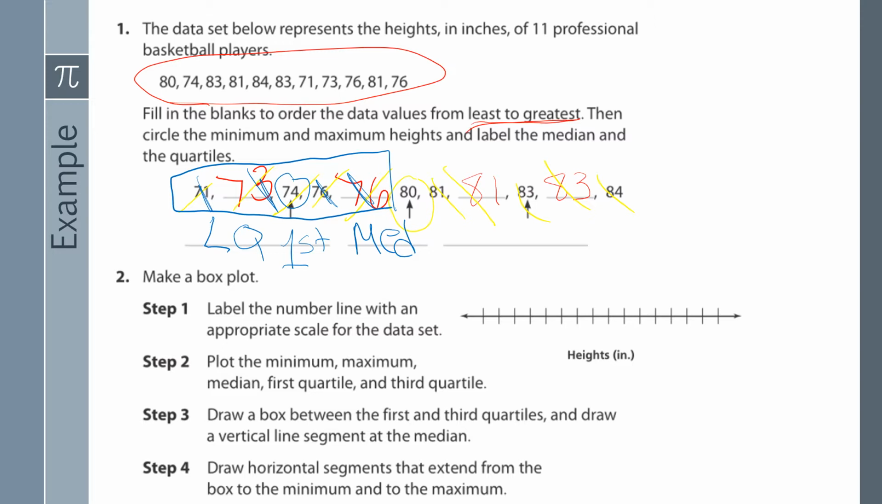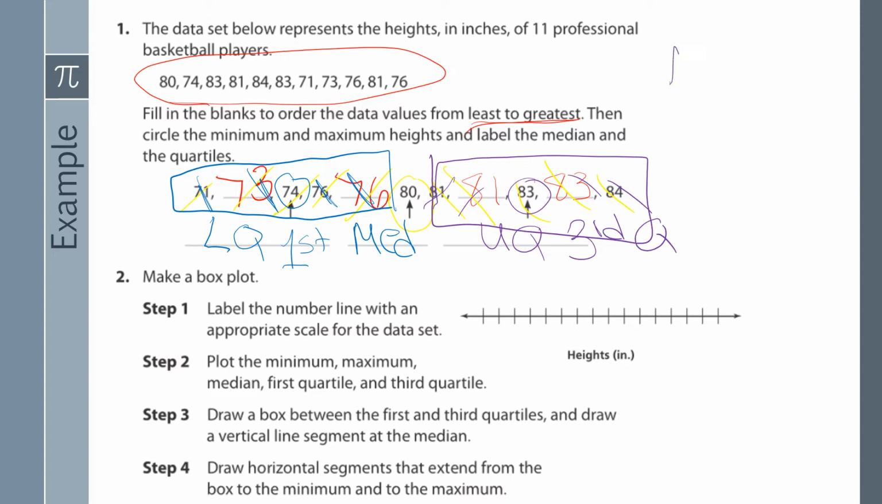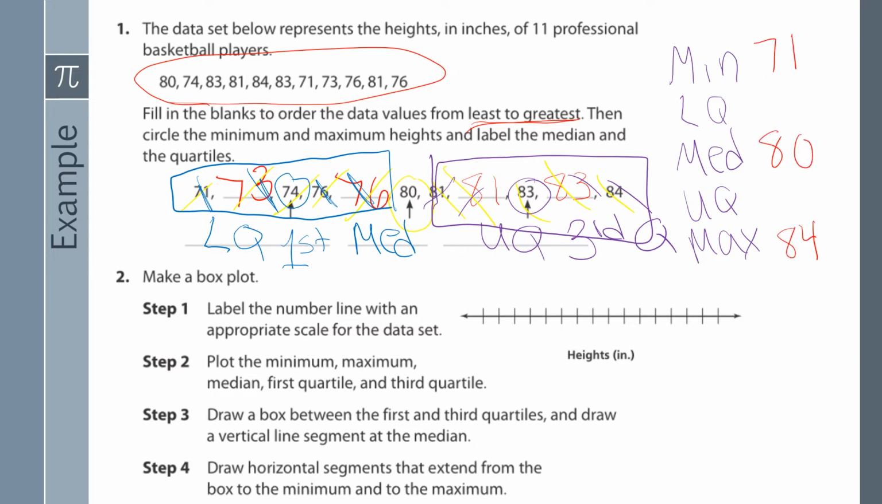And then same thing on the other side. Let's look at this half of the data, and we would cross off to find out that 83 is our upper quartile or our third quartile. So on my paper, I would write min, and then I'd write lower quartile, median, upper quartile, max, and then fill out the values. So my minimum is 71, my max is 84, my median is 80, my lower quartile is 74, and my upper quartile is 83. And then I would use those to make my box plot below here.